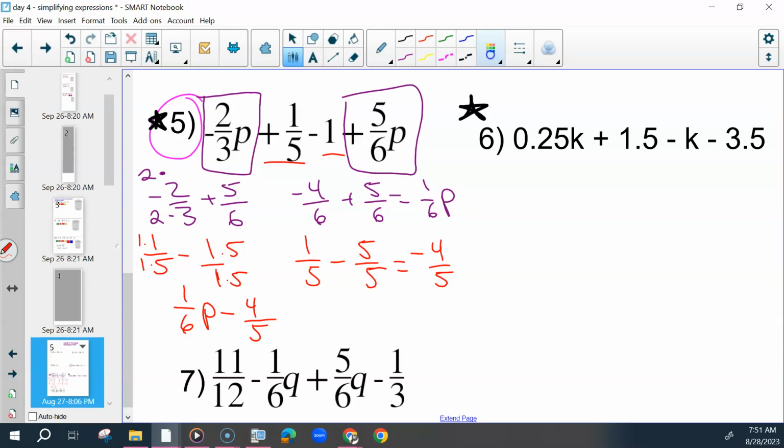Great, so your answer to that one is going to be 1/6p minus 4/5. So I want you to do it by hand, but then you can also check yourself in the calculator. So I'm sure you're going to do that really quickly. First, if you don't have your calculator, go grab that. That way we can all learn this at the same time.